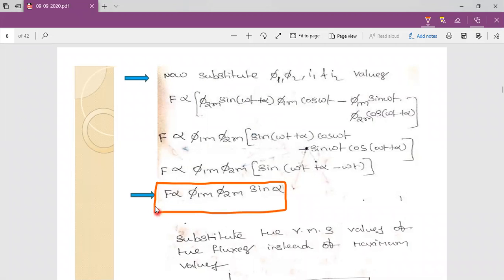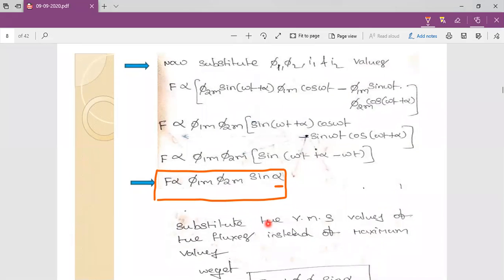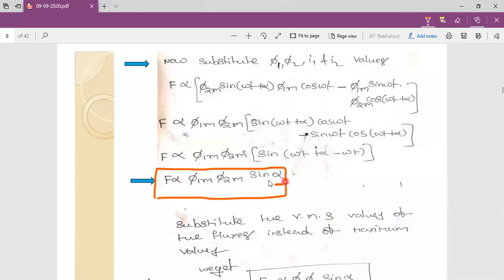So the net force value is proportional to phi1m phi2m sine alpha, where alpha is the angle between phi1 and phi2. Phi1m and phi2m are the maximum values. Okay, so alpha is the angle between phi1 and phi2. Now that means the force depends on the angle also, the angle in between phi1 and phi2.